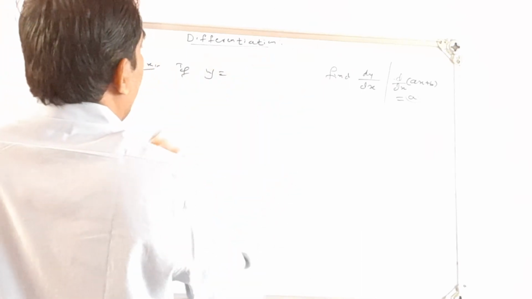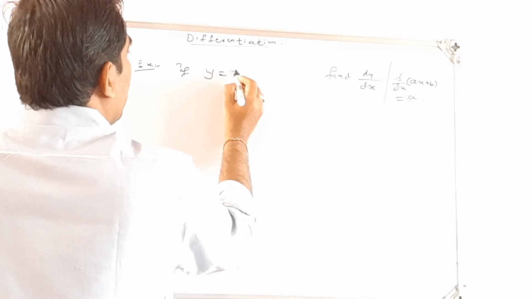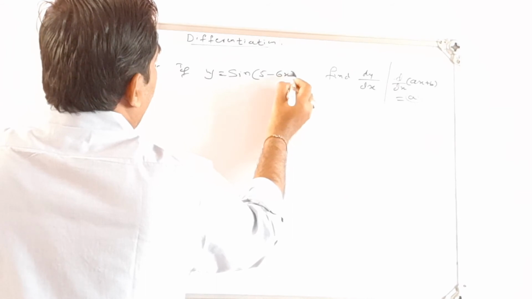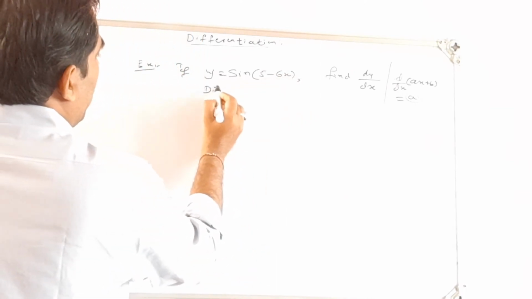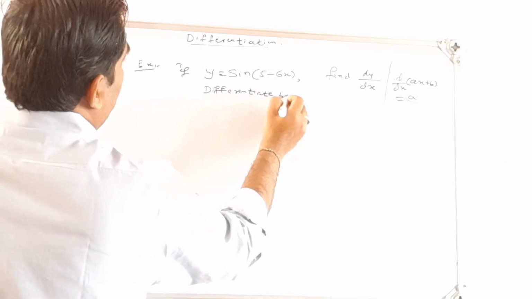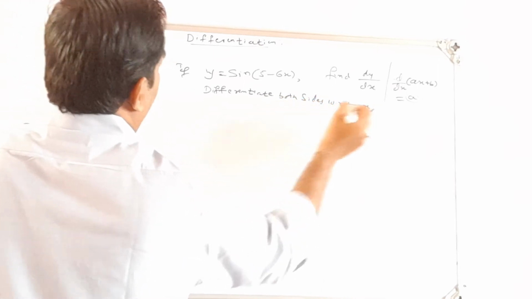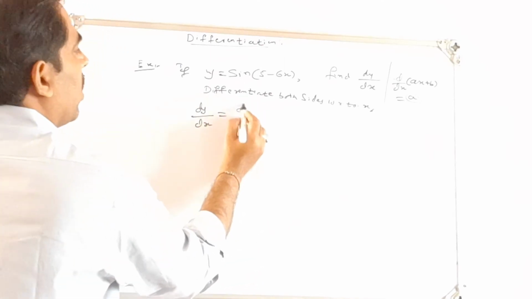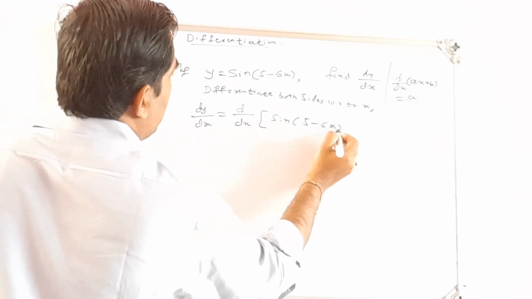So if y is equal to, say, sine of 5 minus 6x. Let me consider this. Find dy by dx. Okay, so you take this and differentiate both sides with respect to x. Then what will we get? dy by dx is equal to d by dx of sine of 5 minus 6x.